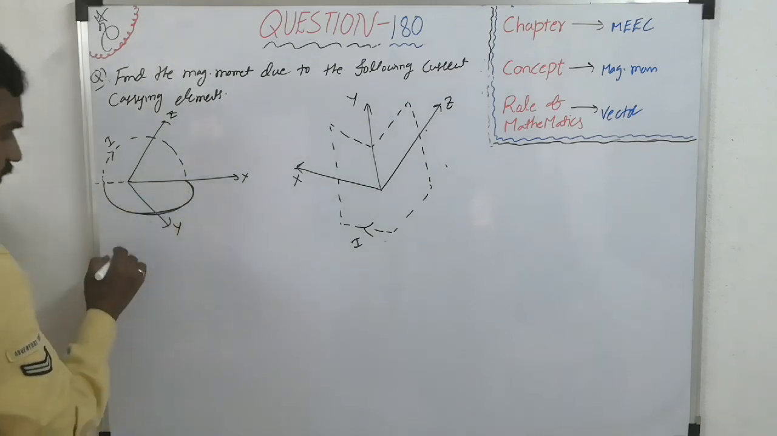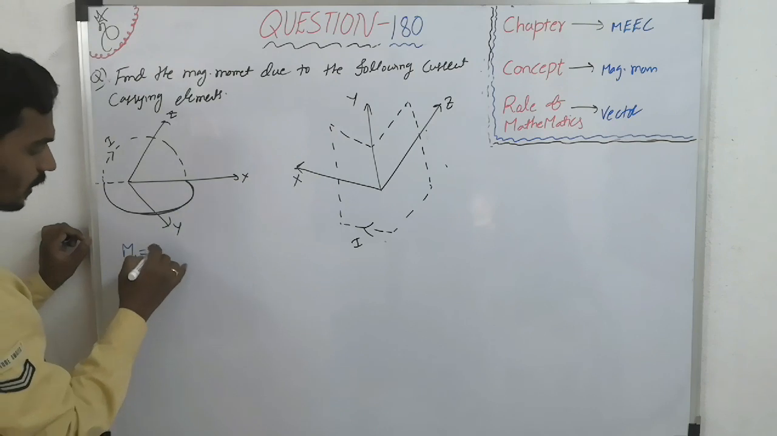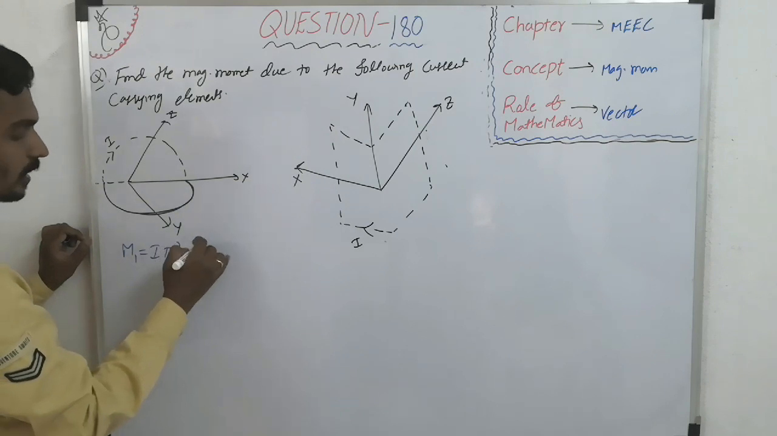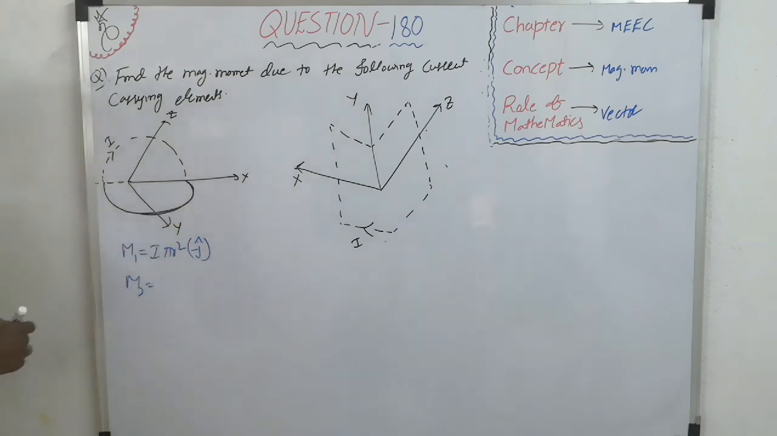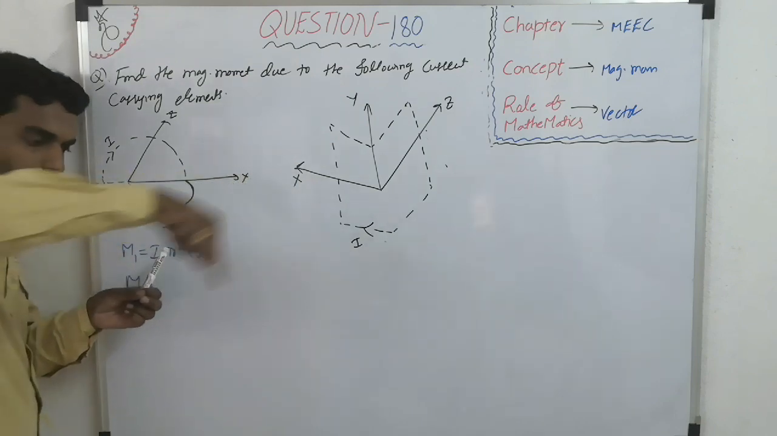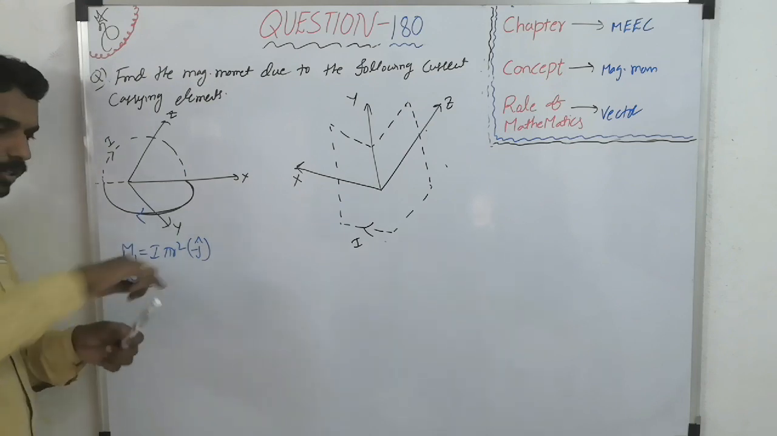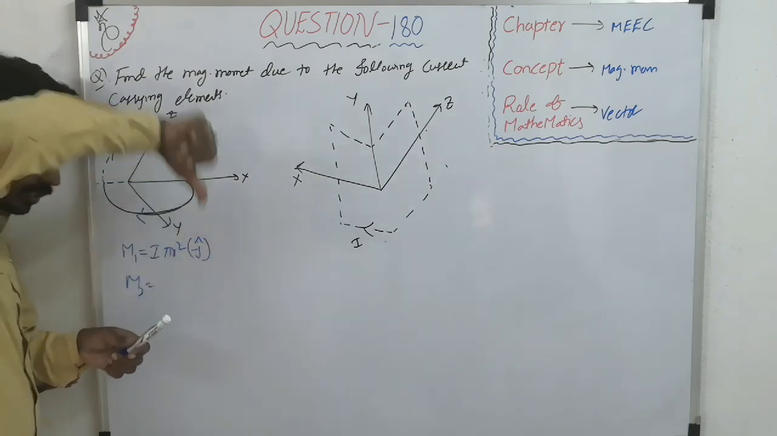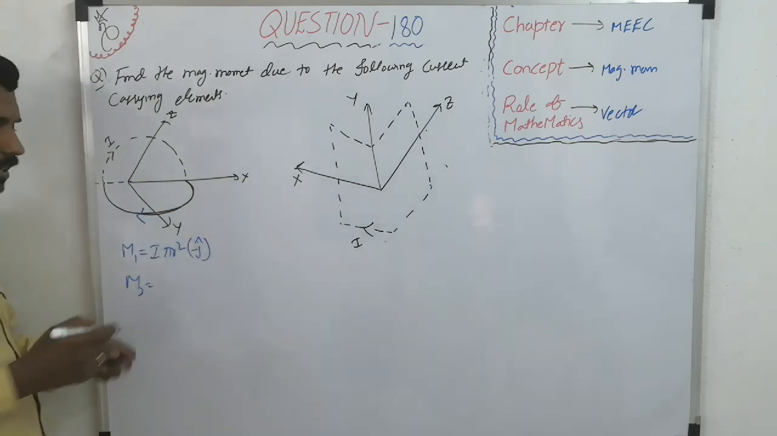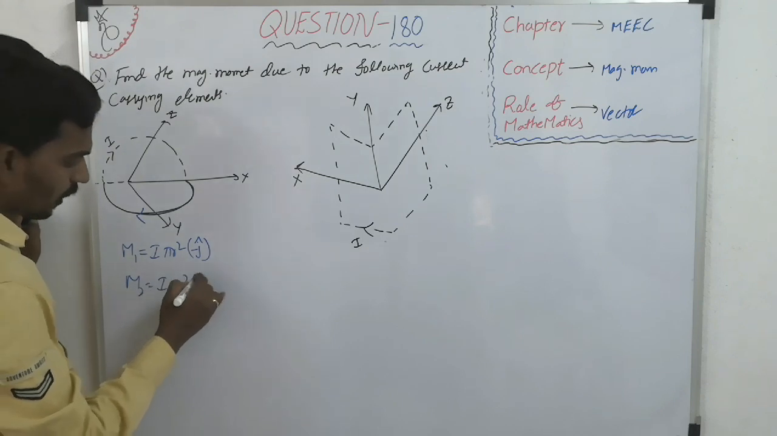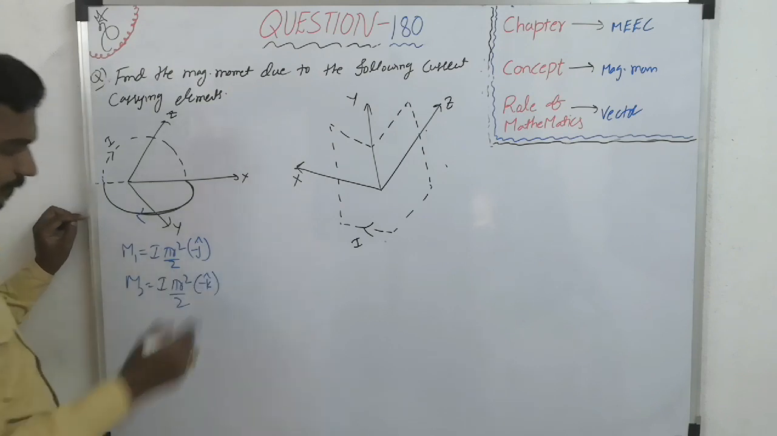So for this one, let's take the radius as r. The magnetic moment is I into pi r square into minus j cap. And for this one, m2, it is in the horizontal plane, and the current is flowing from here like this. So the thumb is downward. Upward is z, downward is minus z. So I into pi r square into minus k cap. But here, only the semicircle, so by 2 will come.